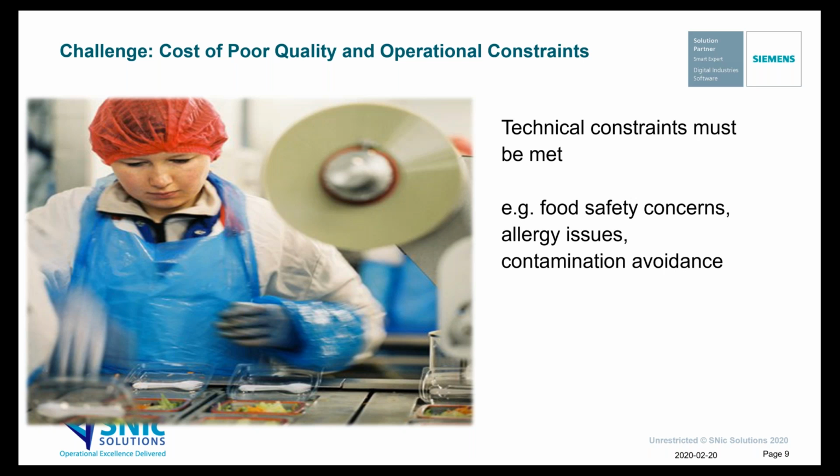If I talk about pharmaceuticals, you can't have the wrong ingredients going into the tablets, and there are safety and strict process norms on the shop floor that need to be adhered to, and they bring in operational constraints. And if these operational constraints are not adhered to, it leads to rework and rejections in our manufacturing process, and that has a direct impact on cost of poor quality.